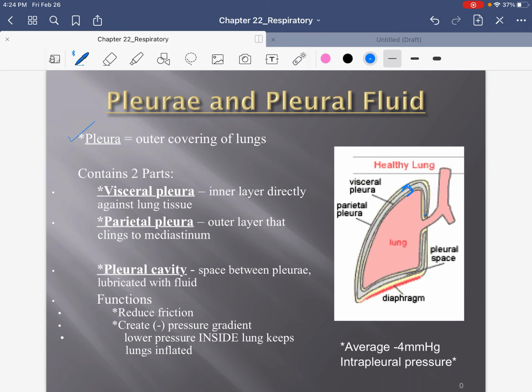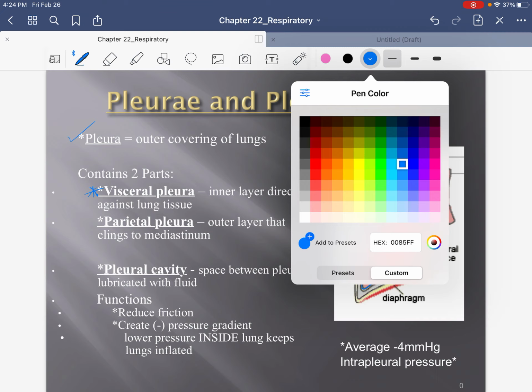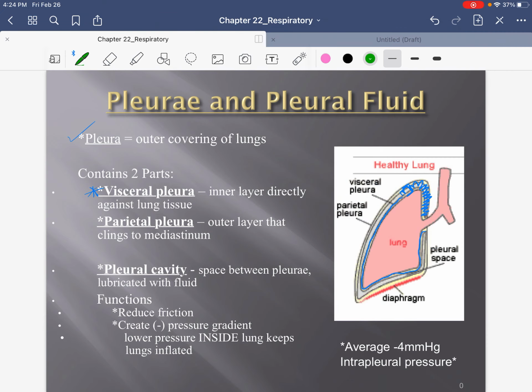Okay, so what's between these brackets? So it goes all the way around, right? The outer covering of the lungs has 2 components. We have an inner lining called the visceral pleura that I'm going to put in blue. Visceral means deep. And then we have, let's make it green, an outer covering called the parietal pleura. Parietal means outer.